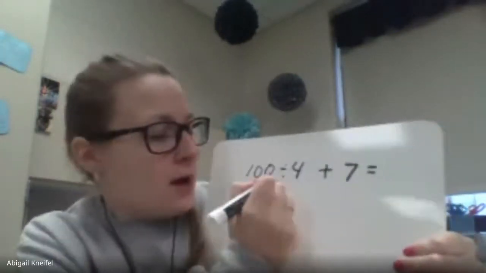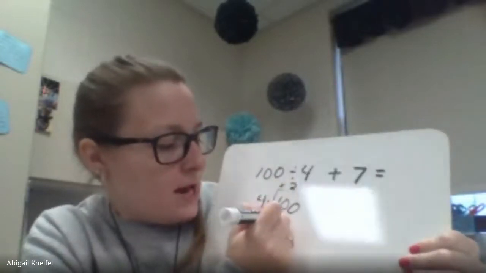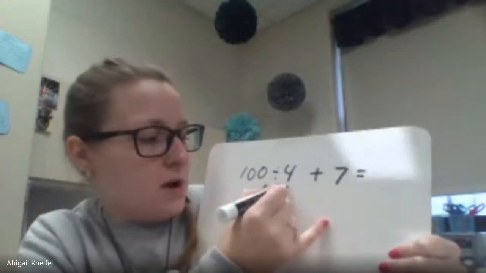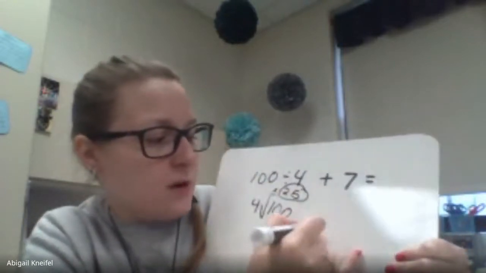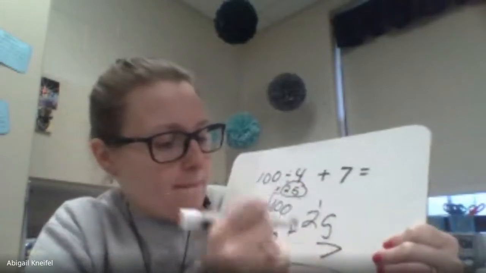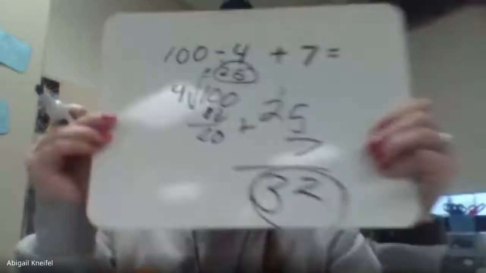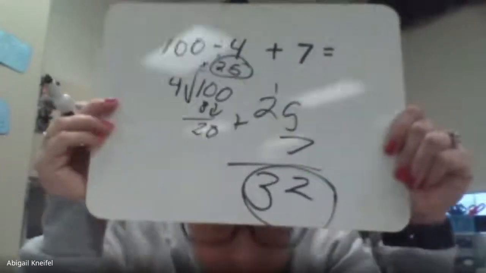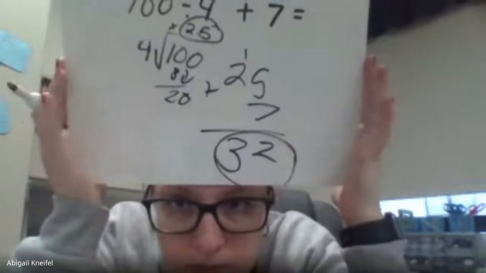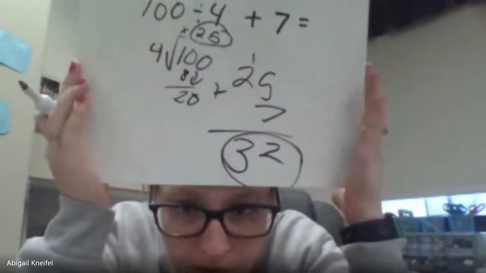4 goes into 1 0 times. It goes into 10 2 times. And then it's 8, minus 2. Bring down the 0. 4 goes into 20 5 times. So then we have 25 plus 7, which is 32. How'd we do, peeps? If you did not get it right, do you know where or why you didn't get it right?